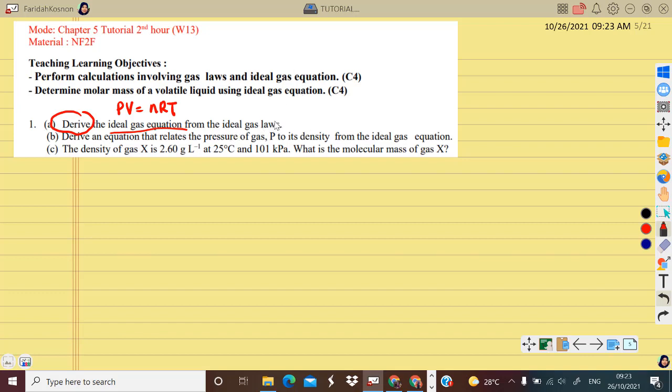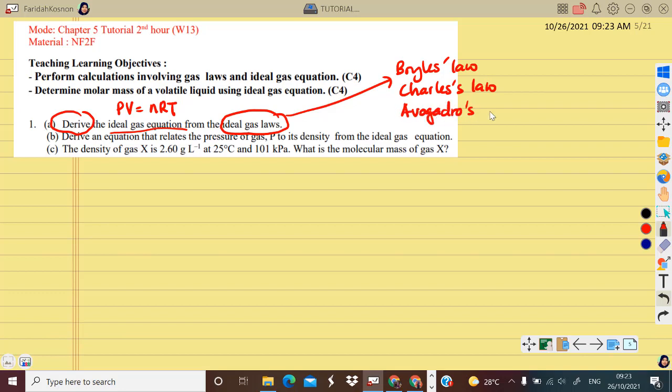Ideal gas law ni, nampak? Ideal gas law. Ini merujuk kepada apa? Boyle's law, Charles's Law, and Avogadro's law. So you kena terbitkan. Jadi let's start with the first question 1A. So how we are going to derive the equation?